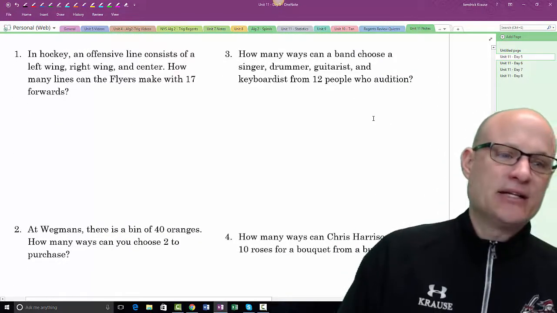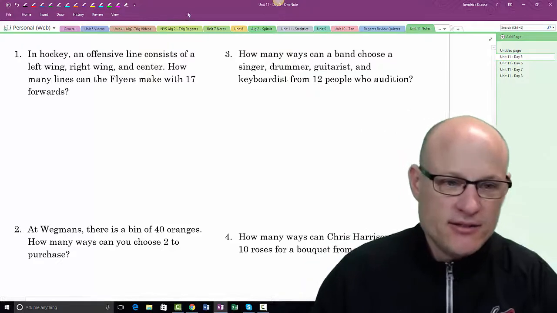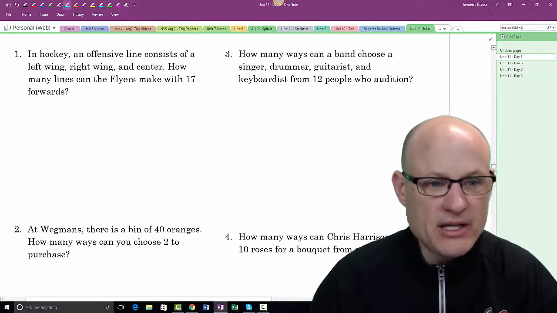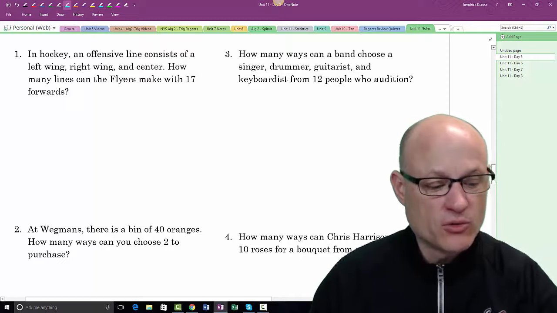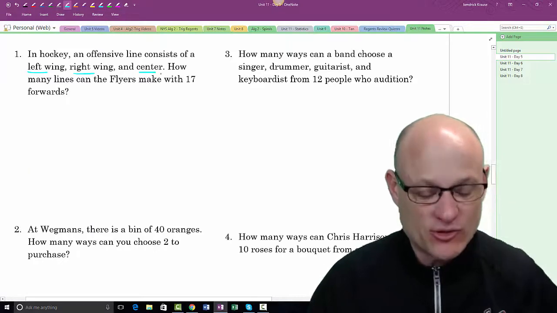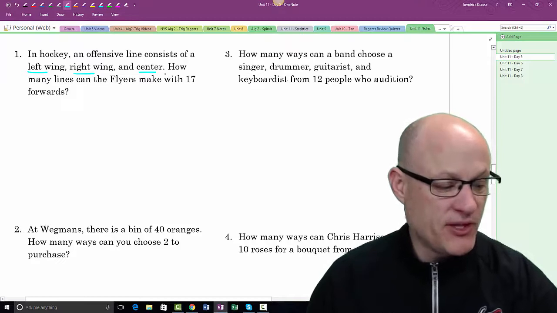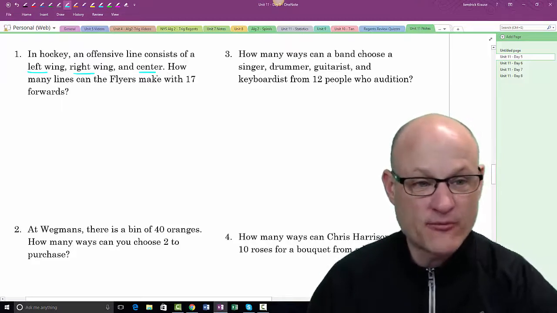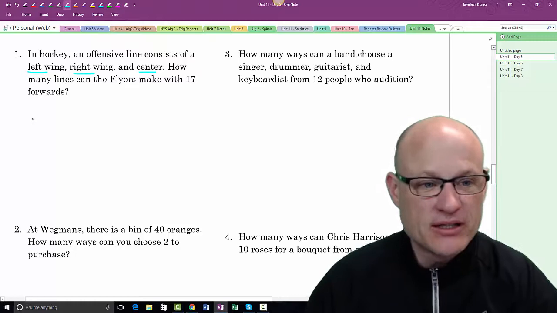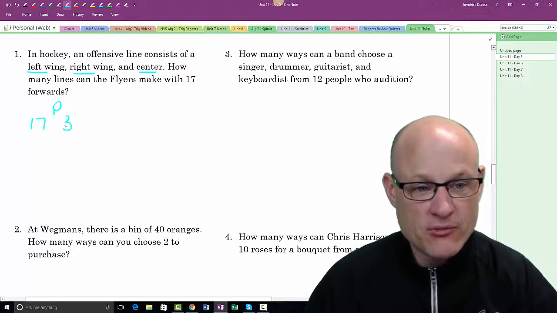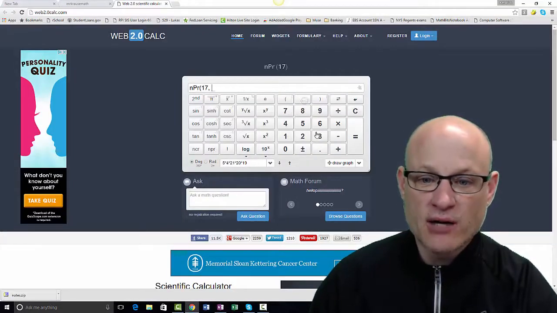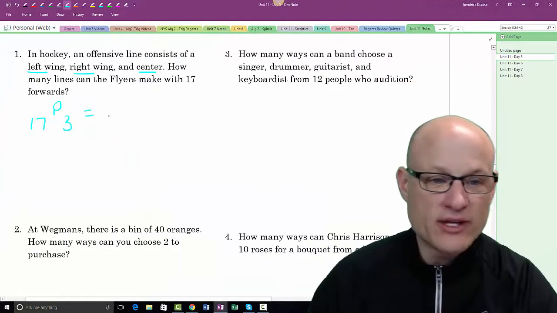In hockey, an offensive line consists of a left wing, a right wing, and a center. How many lines can the Flyers make with 17 forwards? Well, let's say it matters what order, because a left wing is specific, a right wing is specific, and a center is specific. So whoever I pick first is going to go left wing, whoever I pick second is going to go right wing, and whoever I pick third is going to go center, then I have to use P. So this would be 17 pick 3, which is quite a bit more than the other one. So clear, 17, 3, 4,080.